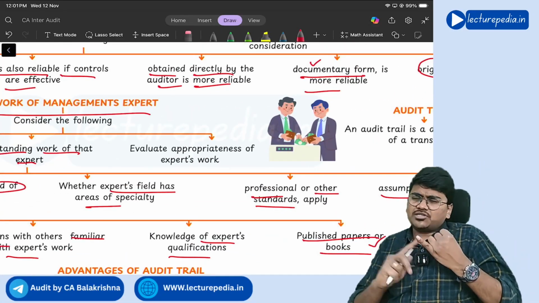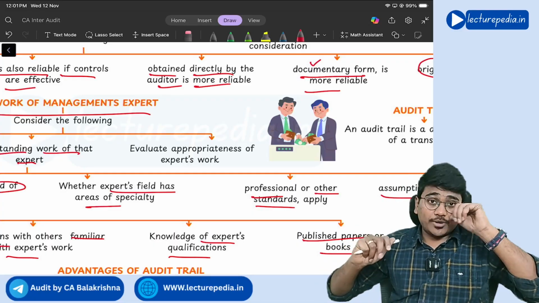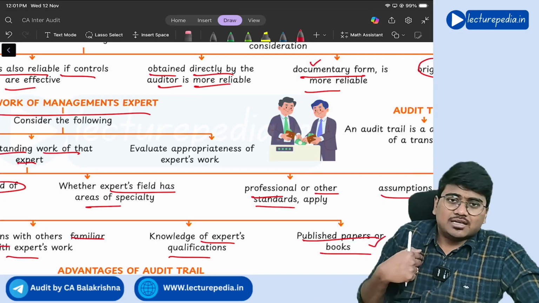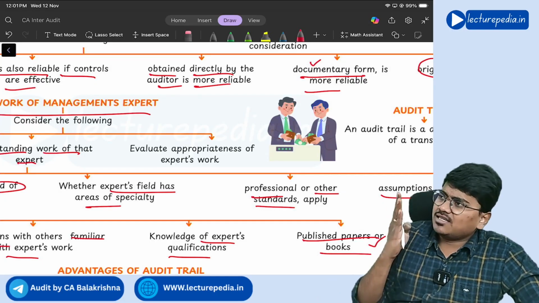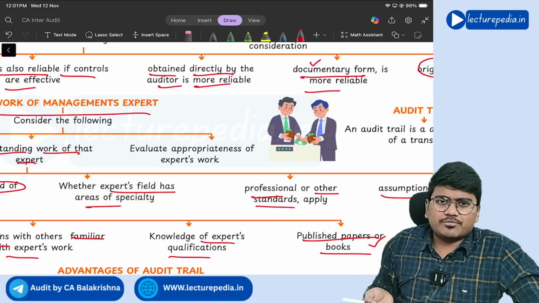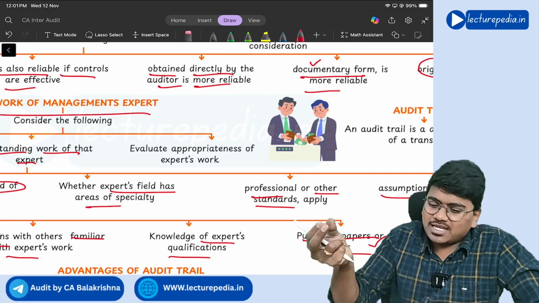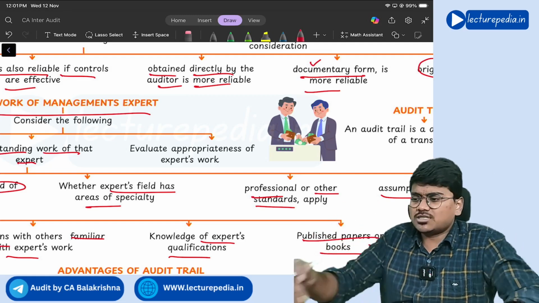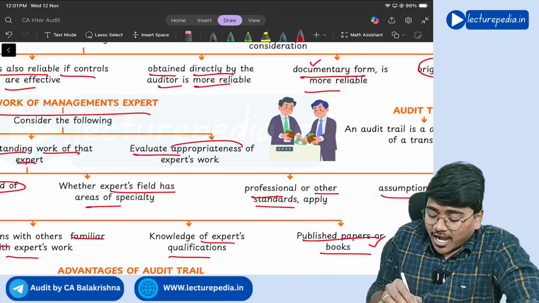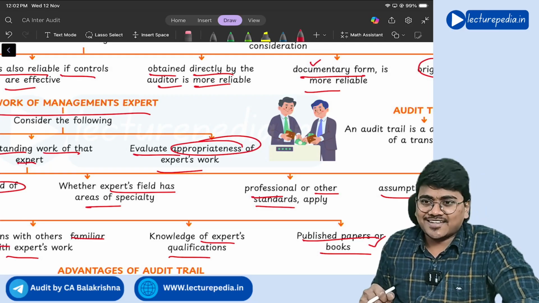Okay, the expert has competence and capability, and he has also done his work properly. Now you will see whether that work is appropriate for me. Just because he has proper knowledge and has done the work properly, I will not use it if I have no use of it, correct or not? Only if that work is relevant for me will I use it. Otherwise, why will I use it? Correct. So you will evaluate the appropriateness of the expert's work. Clear? Yes.